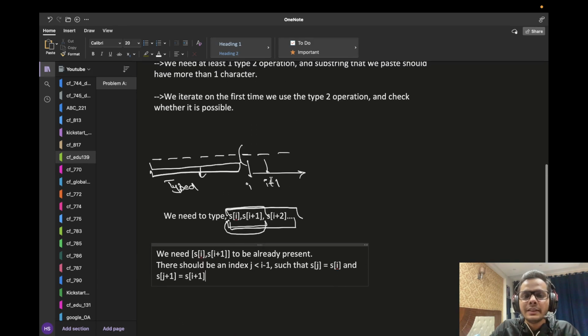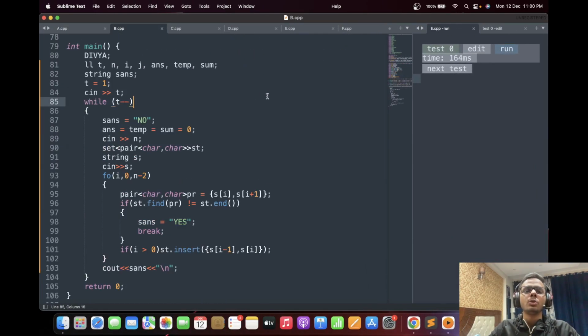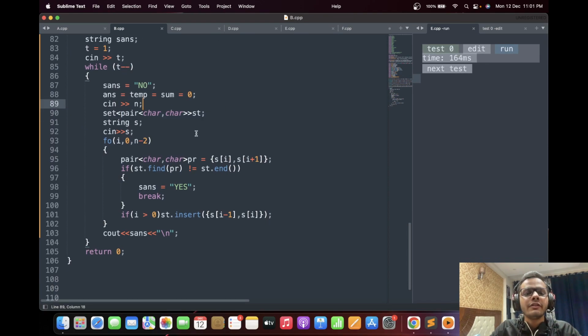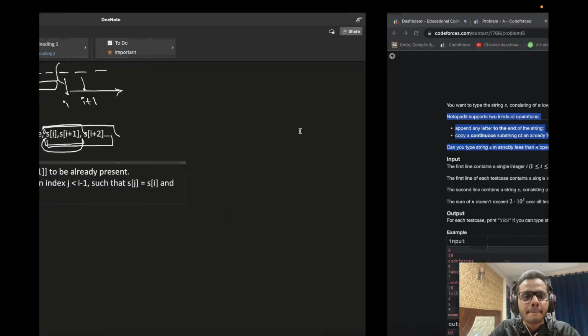The implementation is pretty easy. There are multiple ways we can implement this. I'll just show you guys how I did it. I used a set of pairs of characters. So for every i I just inserted si and si plus 1 into my set, and then for a particular index i I will check whether or not si plus 1 is already present in the set. If it is already present, then I'll straight away output yes. Otherwise, I'll be inserting si minus 1 and si into the set, and I'll keep iterating, right? So yeah, this is the solution to problem B.